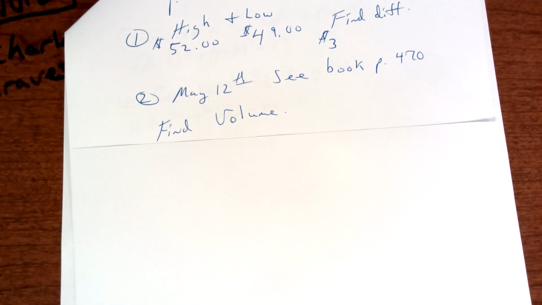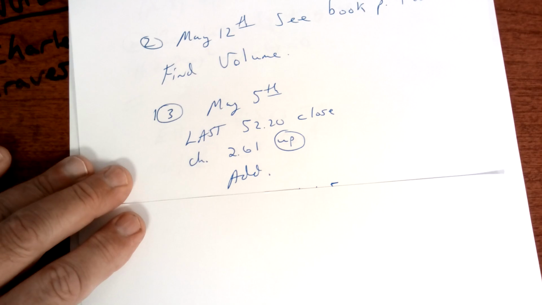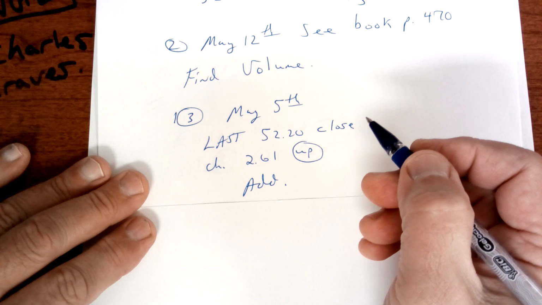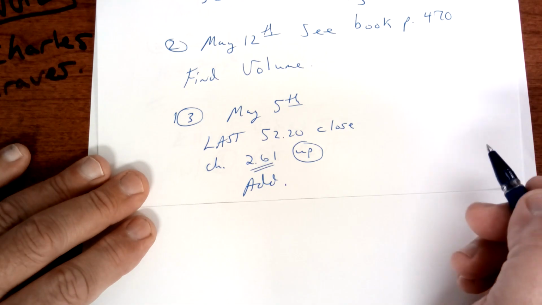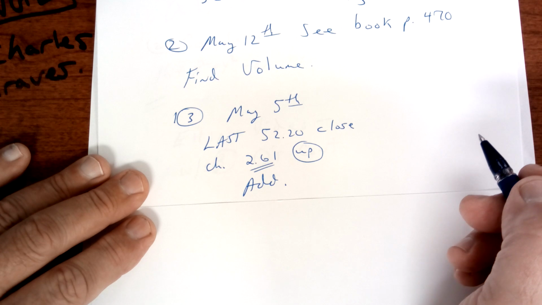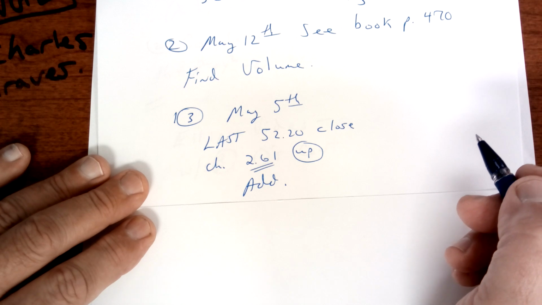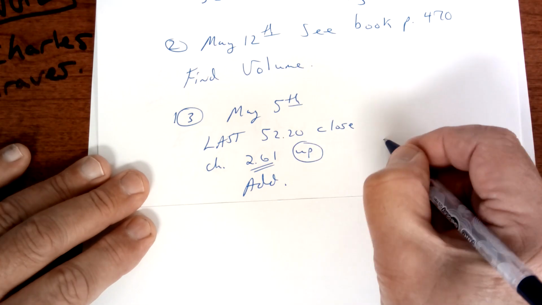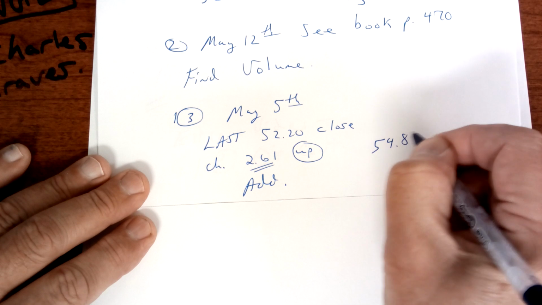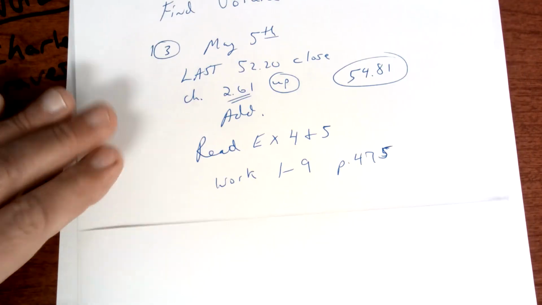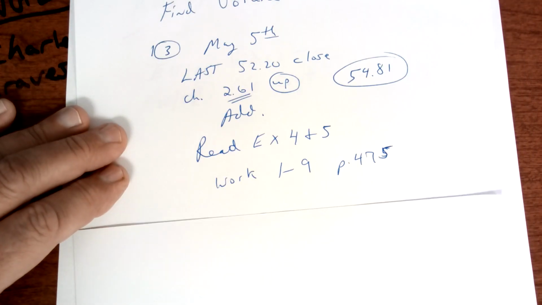All right, next. On May 5th, you had a 52-week close, or $52.20 close. The change from the previous day was $2.61. So what was the price before? Well, before, you have to add these up. So it was actually 54.81. So it was actually higher the day before. All right, read examples 4 and 5 and work numbers 1 through 9 on page 475.